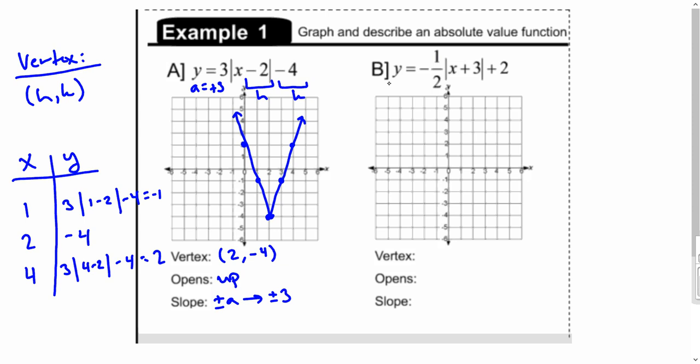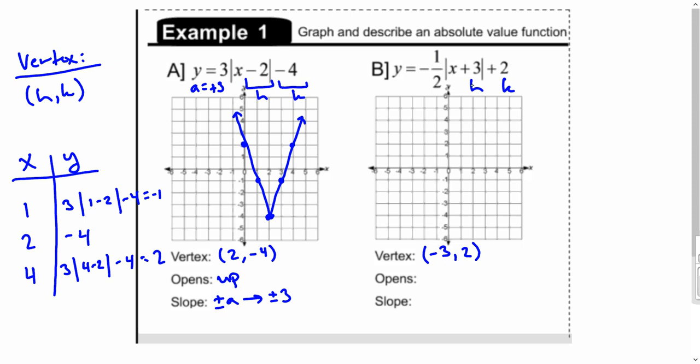Okay. So the second graph, B, says y equals -1/2 times the absolute value of x plus 3, plus 2. The first thing I want to do is identify the vertex. So I'm going to need to pull my h and my k, but it's always the opposite of h. So there's supposed to be a negative in here, but I don't see it, and that's because two negatives make a positive. So the vertex is actually at the point -3, +2.